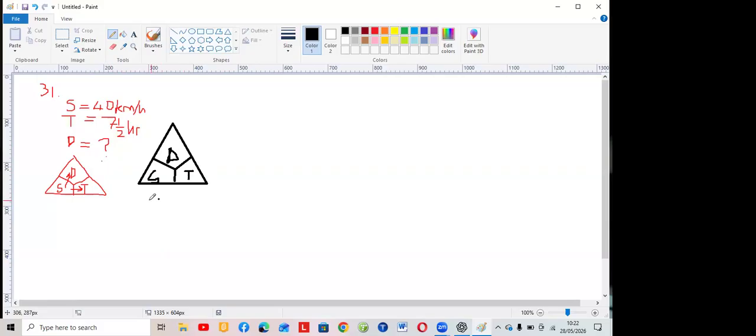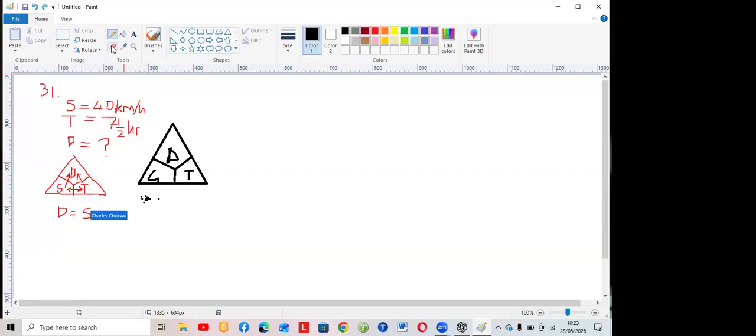And if you look at our triangle again, T is looking upwards at D. That means D is up. And T is looking downwards at S. That means S is in the denominator. Well done. You got that correctly. Okay, so in this particular one, D is equal to what? S times T, right?